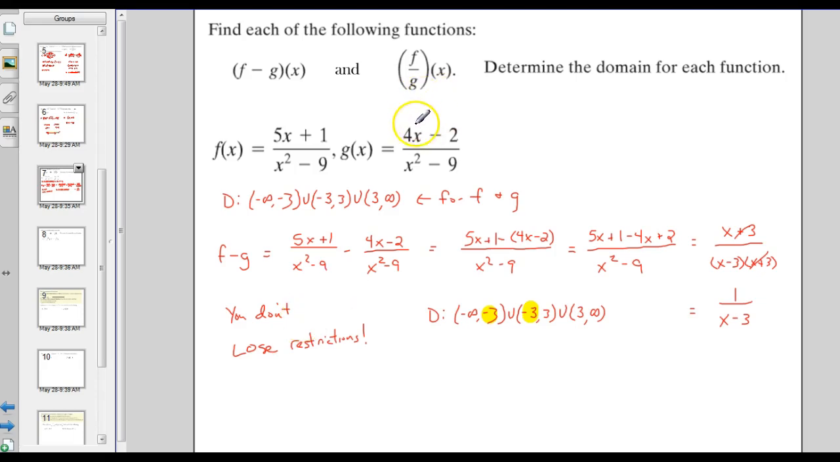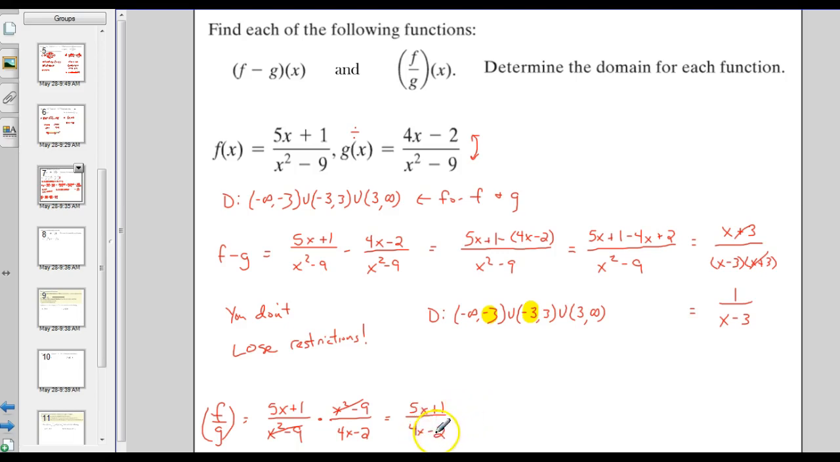Alright, now let's multiply them together. Or sorry, divide them. Remember, if I want to divide f divided by g, remember what we're going to do is flip this second fraction and multiply. So f divided by g ends up being 5x plus 1 over x squared minus 9, times, flip this around, x squared minus 9 goes to the top, 4x minus 2 goes to the bottom. These cancel. Now I have 5x plus 1 over 4x minus 2.